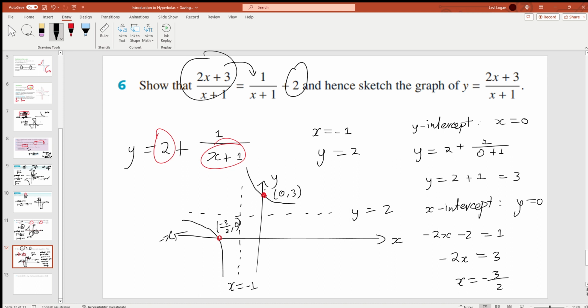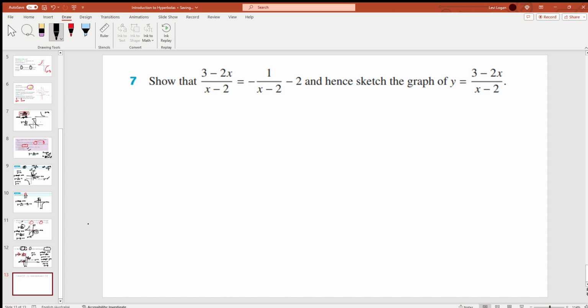So you could technically go, all right, this is the graph of this, because we've shown this is equivalent to this using long division pretty much. Okay? Right, let's take out the last question for this video, and that'll be it on hyperbolas.